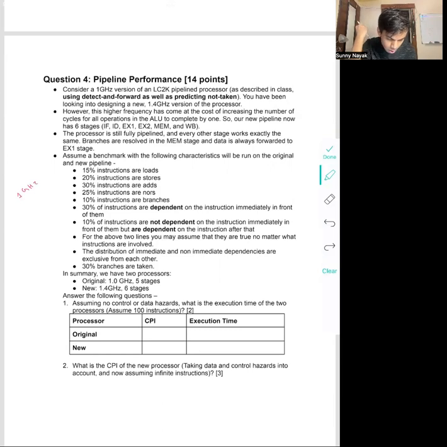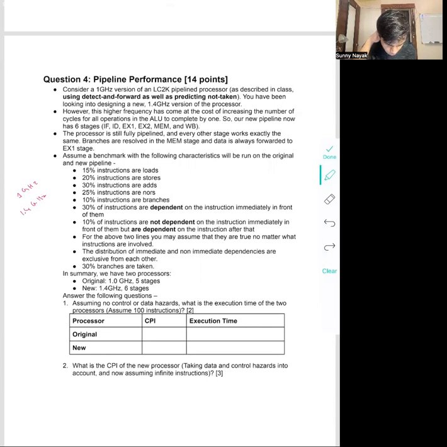We're looking into a new 1.4 gigahertz version. This higher frequency results in higher costs, with the increased number of cycles for all operations the ALU completes increased by 1. So our new pipeline has 6 stages. The processor is still fully pipelined and every other stage works exactly the same. Branches are resolved in the MEM stage and data is always forwarded to the EX1 stage. Okay, so I've split up EX into 2 stages. Interesting.